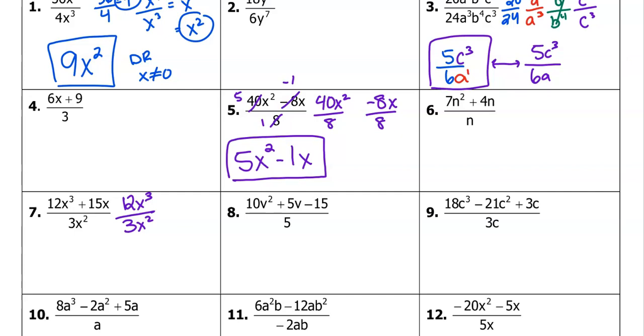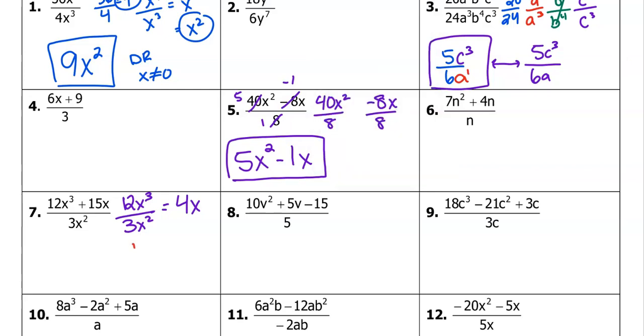12 over 3, does that simplify? To what? To 4, okay? x cubed over x squared, does that simplify? To what? What is 3 minus 2? That's just 1, right? So this becomes 4x. Just that piece does. Okay. So that is part of my answer.